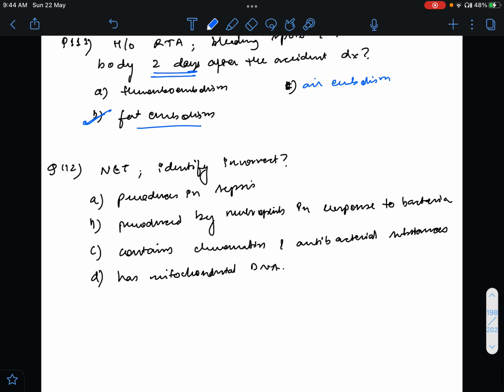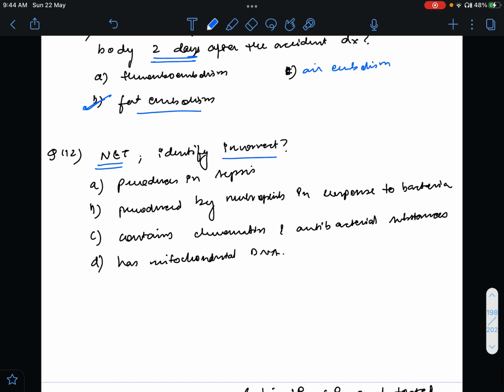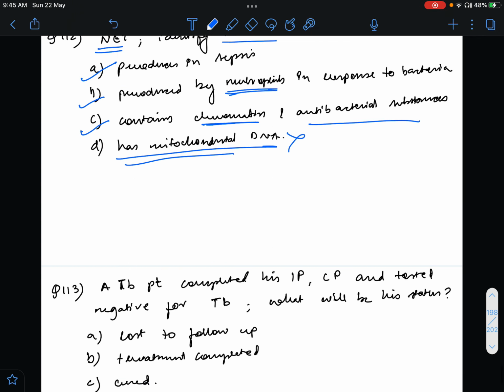Next question, question 112, neutrophilic extracellular traps. They had asked, identify the incorrect statement. Produced in sepsis, produced by neutrophils in response to bacteria, contains chromatin and antibacterial substances, has mitochondrial DNA. So, the incorrect statement. Produced in sepsis is correct. Produced by neutrophils is also right. Neutrophils in response to bacteria is right, and they contain chromatin and antibacterial substances is also correct. So the best answer I think is this one: has mitochondrial DNA. This is the wrong option.